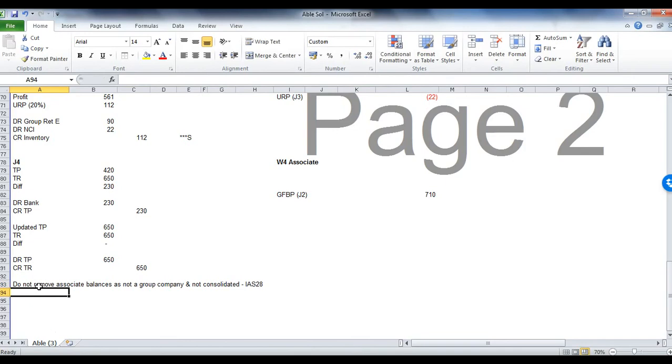But a lot of the time students, they know what they're doing, but they ignore it. They don't write down why, and you won't get your marks. So just make sure if you are getting an associate balance that you actually explicitly write down why you're ignoring it.